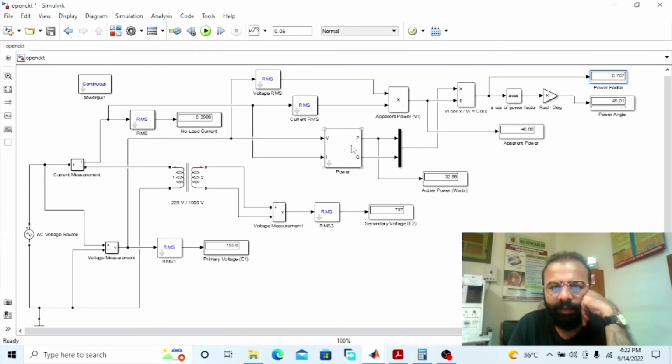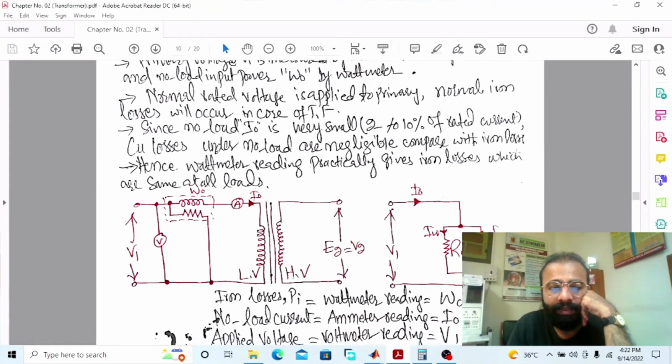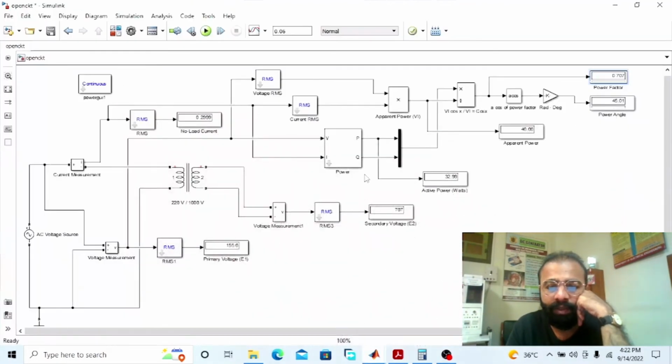Okay, the power, which is active power. Practically 32.99, which is almost 33 watts, is the iron losses, which are given by this wattmeter. Now this is the no load current, a very small amount of current flowing from the transformer LV winding, which is the primary winding, which is 0.299, almost 0.3 ampere.